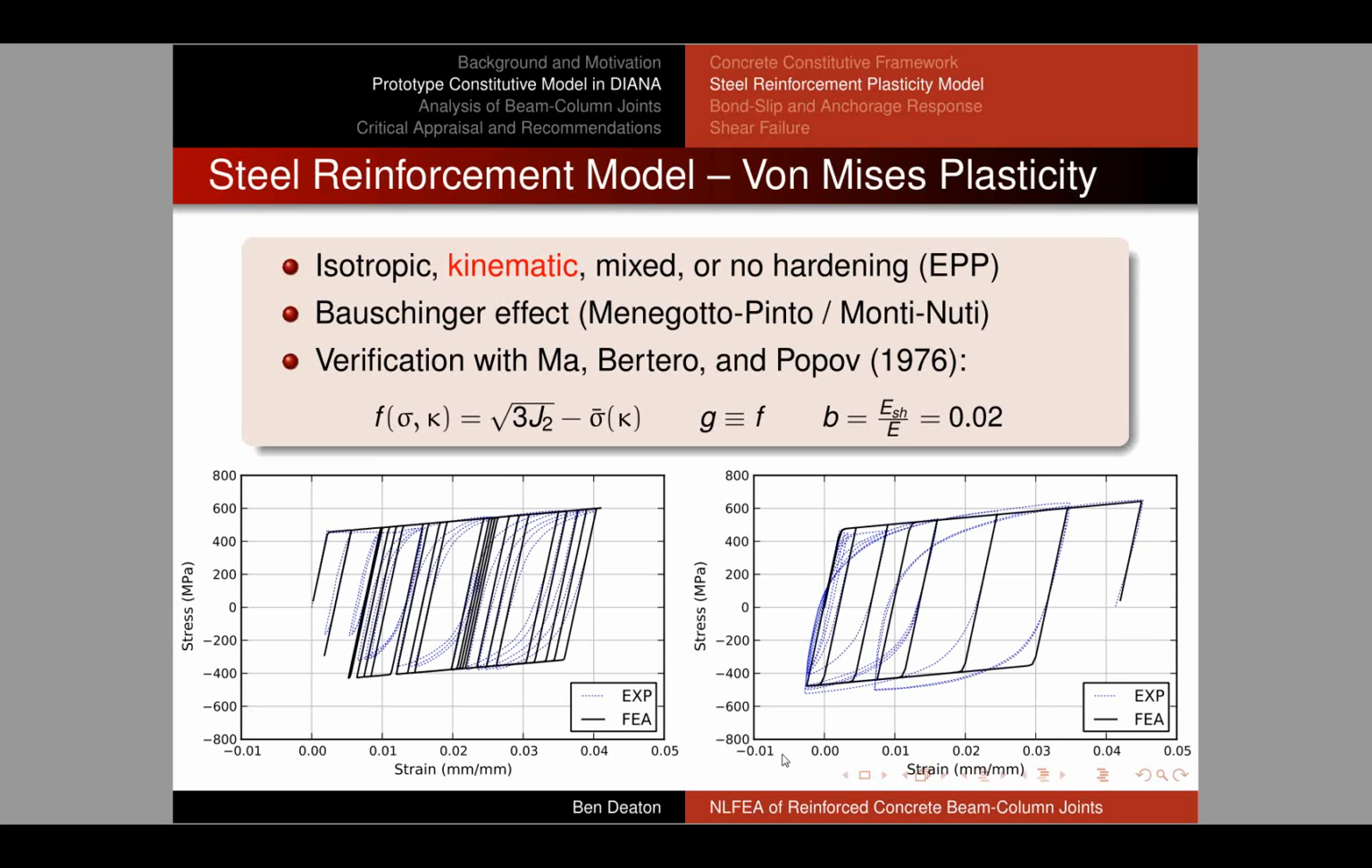I'll pause for a second and point out that in all the plots I showed today, the finite element result will be shown in the solid black line, and experimental results are shown in the dotted blue lines. So we can see very good agreement between the two here.